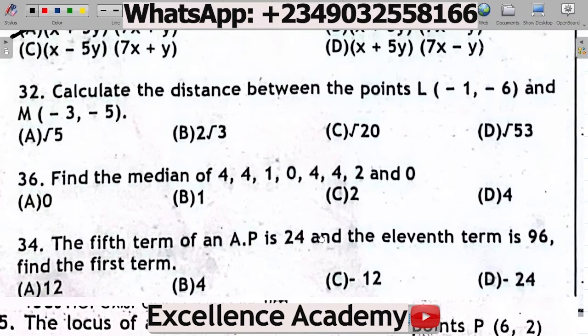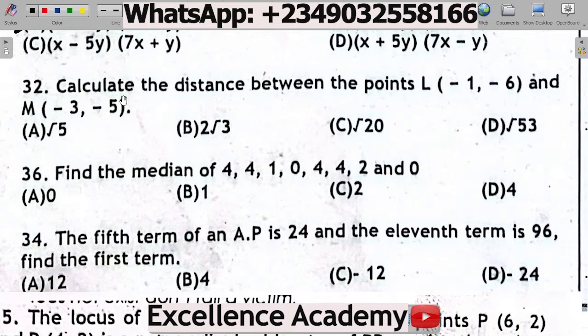Next up, question number 32. Calculate the distance between point L with coordinates -1, -6 and M with coordinates -3, -5. You have A as root 5, B as 2 root 3, C as root 10, D as root 53. So which of these is the correct answer, or how do we solve this question?